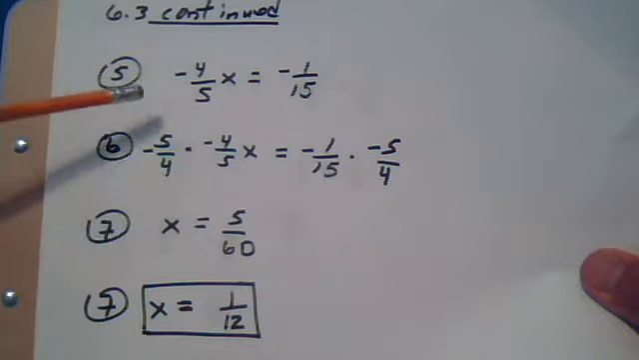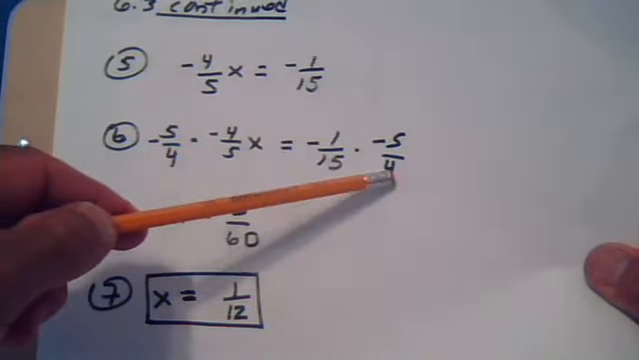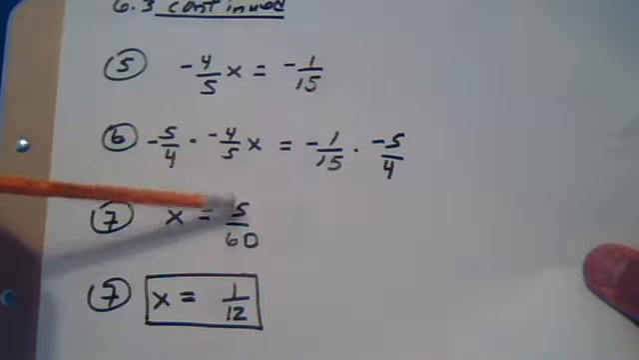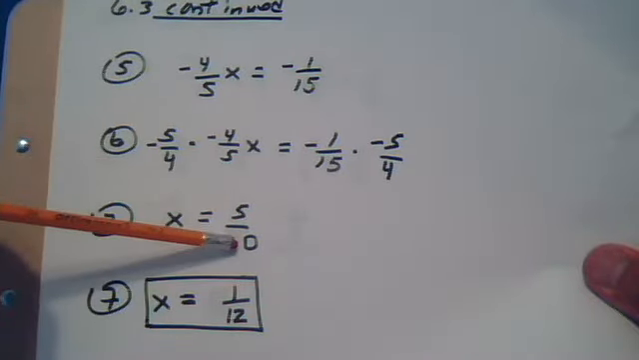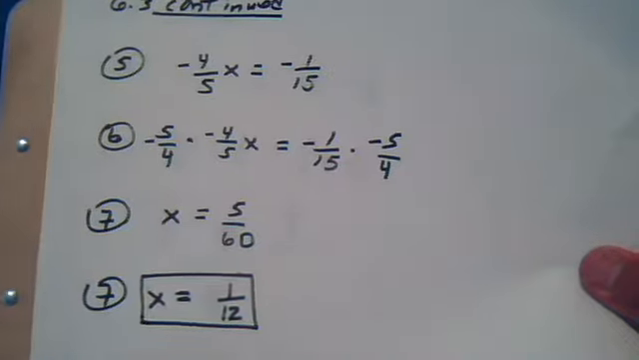But if I multiply this side by a negative 5 over 4, I have to multiply this side by a negative 5 over 4. So a negative times negative is positive. 5 times 1 is 5. 4 times 15 is 60. Then reduce it. So x, the solution, is 1 over 12.